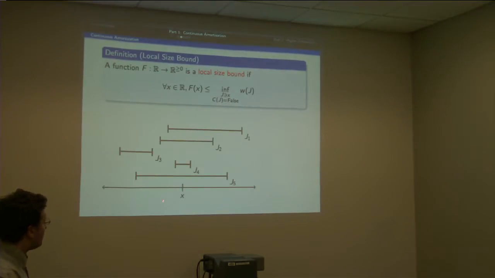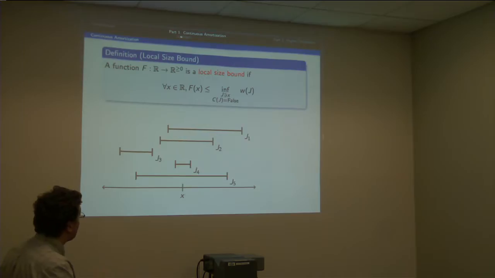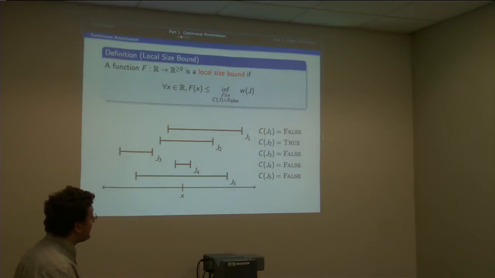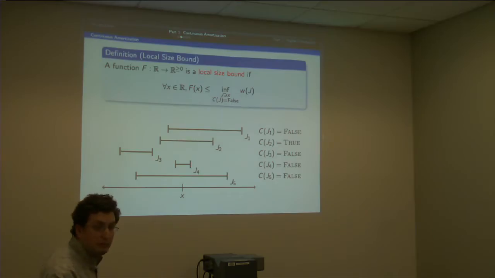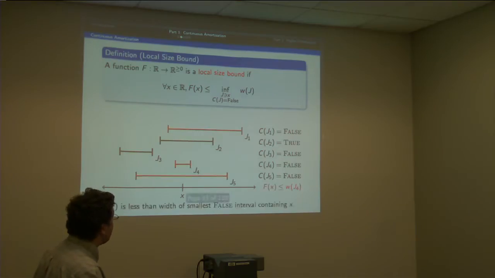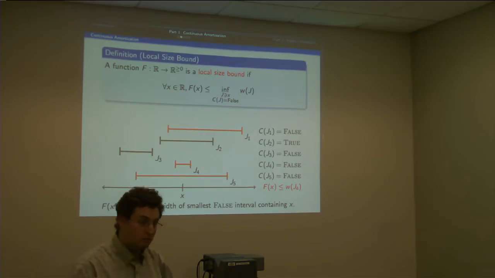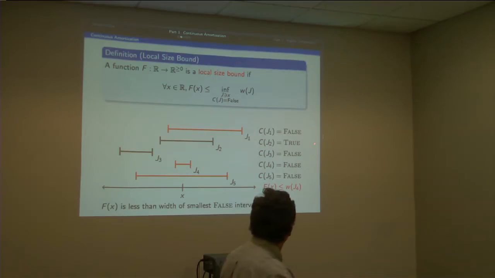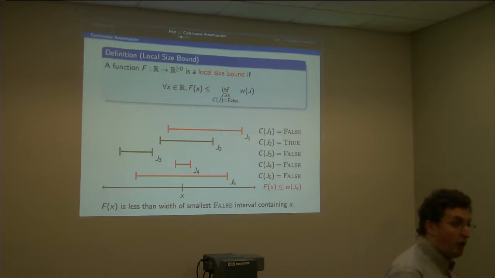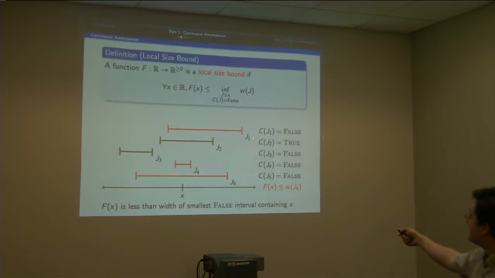So we've got this point x, and we have all sorts of possible intervals. We're going to look at their values on our test. Some of them come out to be true, some of them come out to be false. But we only care about the red ones. Now let's go through this carefully. We're taking the infimum over intervals that contain our point x. J3 doesn't contain our point x, so it doesn't matter. Throw it out, we ignore it. We want the test to be false. For J2, the test is true, so we ignore it.